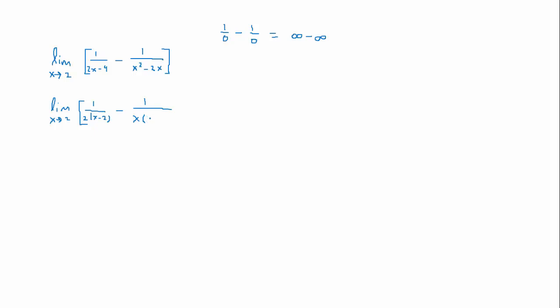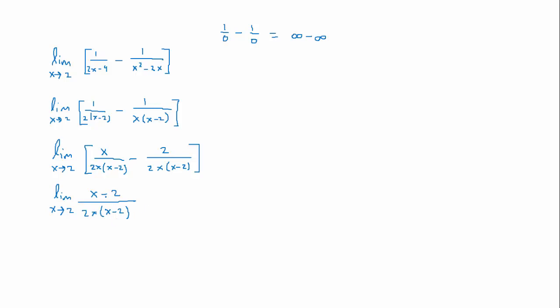So looking at our two denominators, they both have a factor of x minus 2, but this one has a 2 and this one has an x. So we're going to need to multiply this first fraction by x over x and the second one by 2 over 2. After multiplying by those missing factors, we have a common denominator. We can now subtract the fractions.